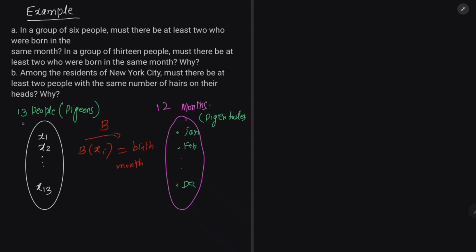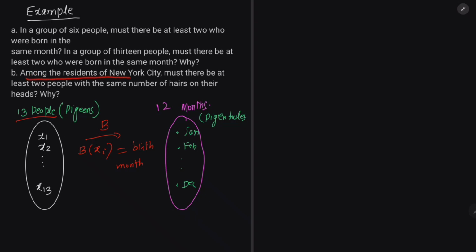So it means that there are 13 people, which are the pigeons, and 12 months, which are the pigeonholes, so there are fewer pigeonholes. It means that in one month, there can be at least two people who were born in that month. That is one consequence of the pigeonhole principle.